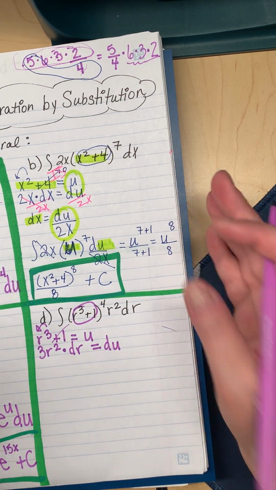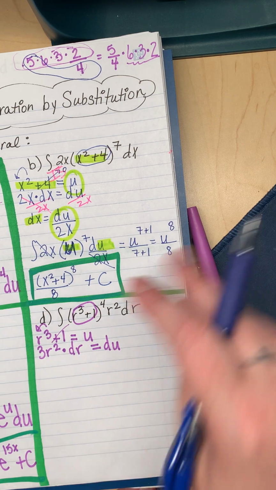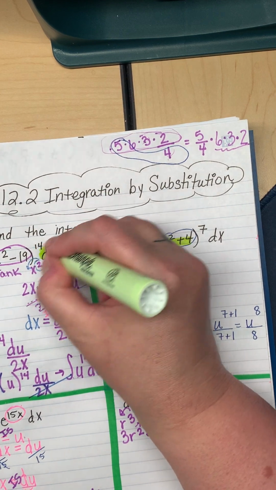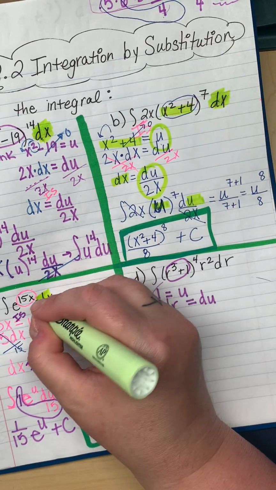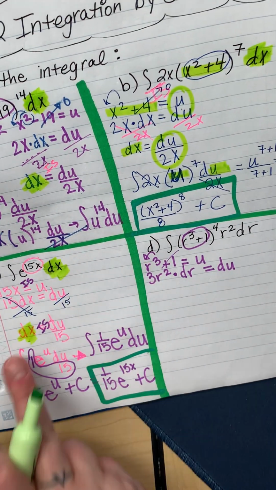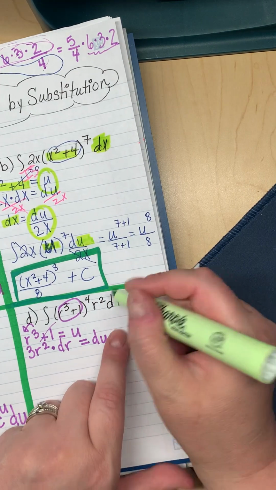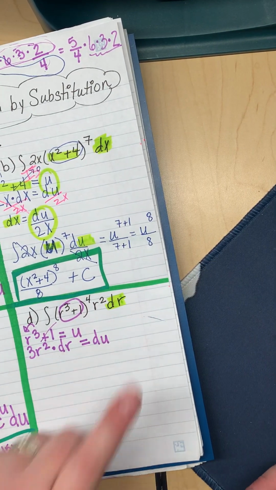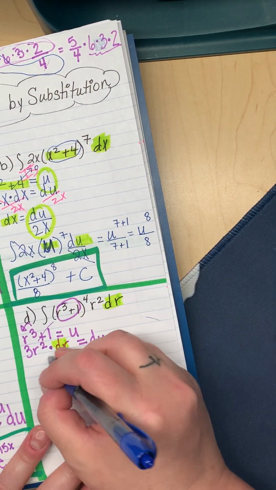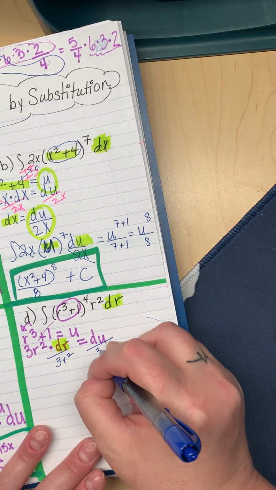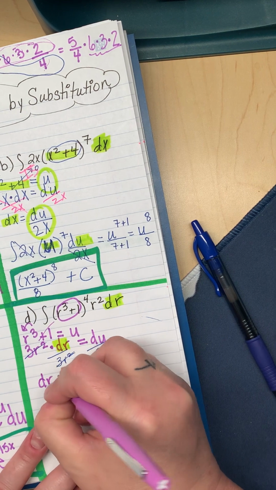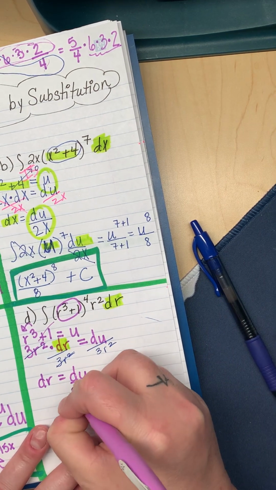Now we have to figure out what we're going to solve for. Well, if you haven't noticed, whatever is at the back of the original problem, that's what you get by itself. So that's what we're going to do here. Whatever is at the back, dr, is what we're going to get by itself. So how do you get rid of this 3r squared? You divide. Cankle, cankle. And you get dr equals du over 3r squared.